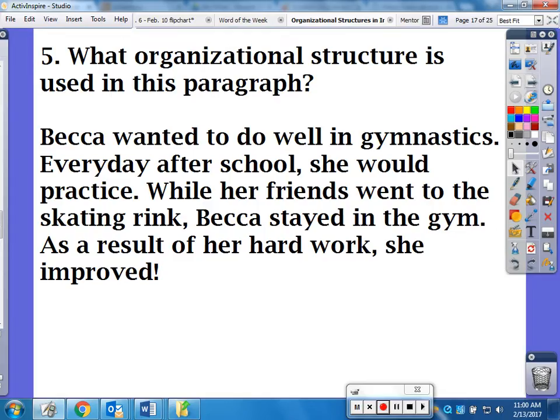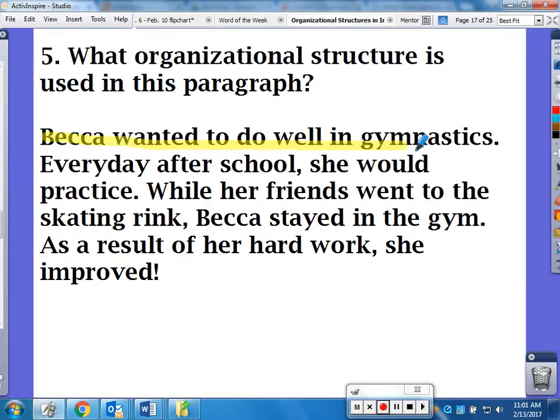Well, it looks like we have that Becca wanted to do well in gymnastics. We have that she would practice. Then we have a key word here, as a result. As a result usually means that this is a cause and effect. The effect is she improved her gymnastics. What is the cause? Yes, she practiced.